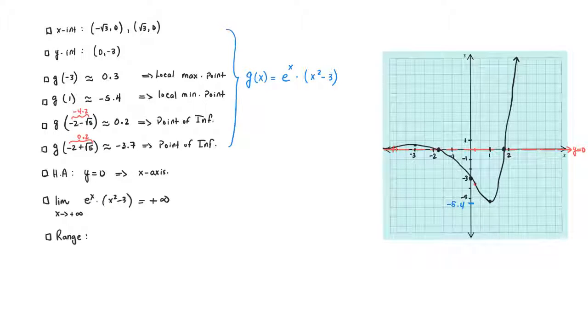So then I know that the range of my graph will consist of negative 5.4 all the way towards positive infinity. So that becomes the range of my graph. All y values going as low as negative 5.4 and then increasing towards positive infinity. So here it is, the sketch of g of x.